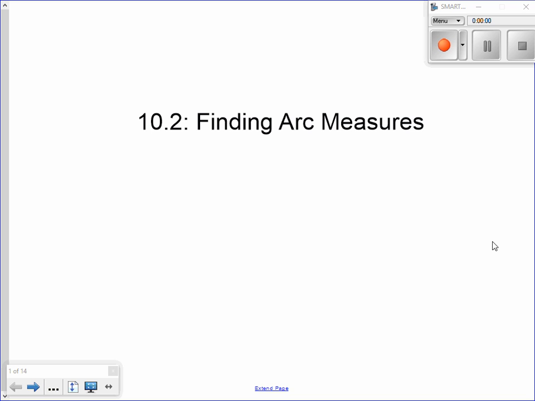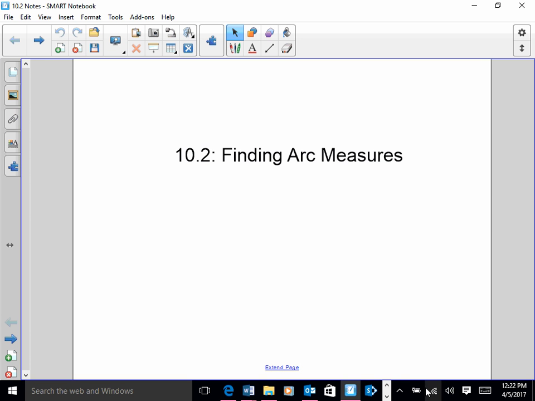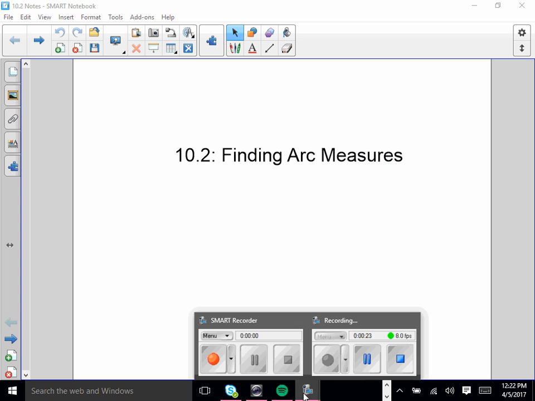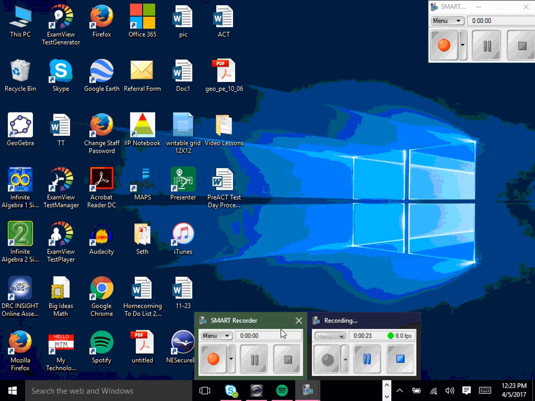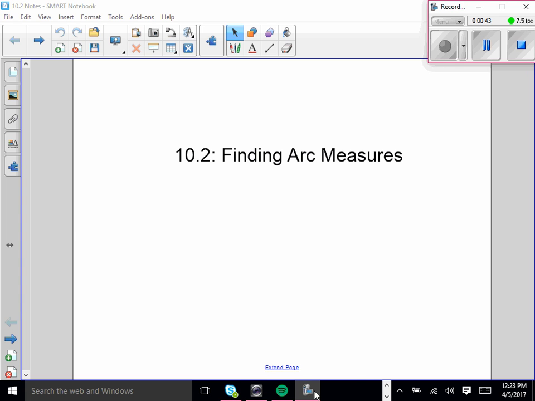Why are there two screens? Hold on. I don't want to mess this up. I don't want to have to re-record it all over again. What does this mean? It's just telling you it's recording.